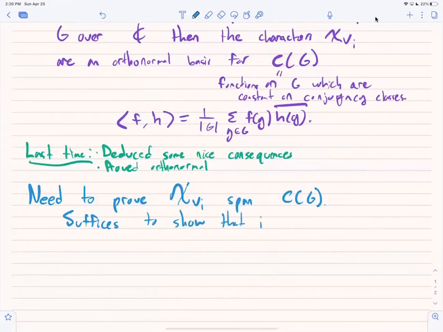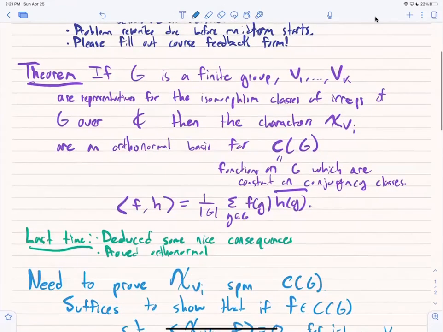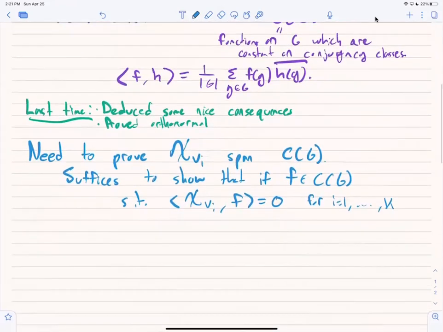that if f is a class function such that the inner product of chi v_i with f is equal to 0 for i equals 1 through k, where k was the number of these irreducible representations, then in fact f is equal to 0. So anything that has inner product 0 with these must be 0.